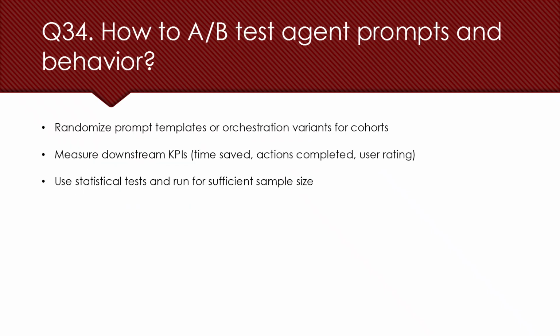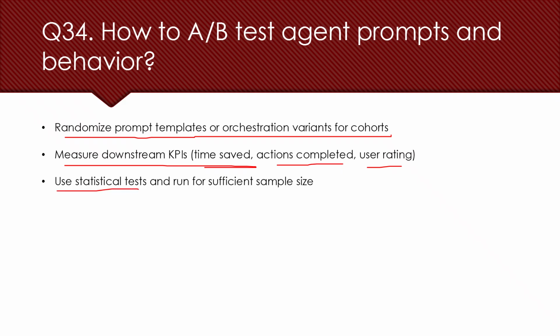Question number 34. How to A/B test agent prompts and behavior. To optimize the agent behavior, you run controlled A/B experiments where user traffic is split across prompt variants or orchestration strategies. We can randomize prompt templates or orchestration variations for cohorts. We can measure downstream KPIs like how much time has been saved, how many actions were completed, and user rating of the response provided by the agents. According to that, we can use statistical tests and run for sufficient sample size.